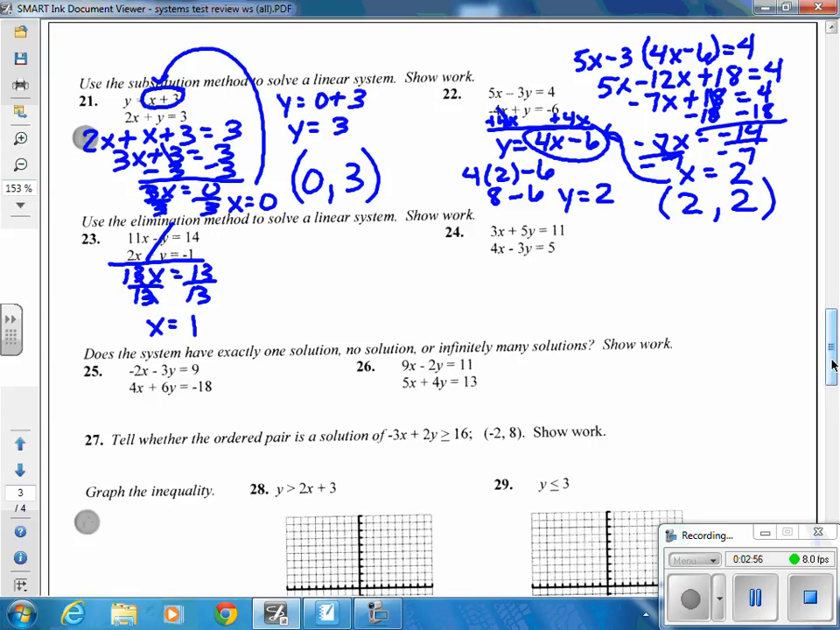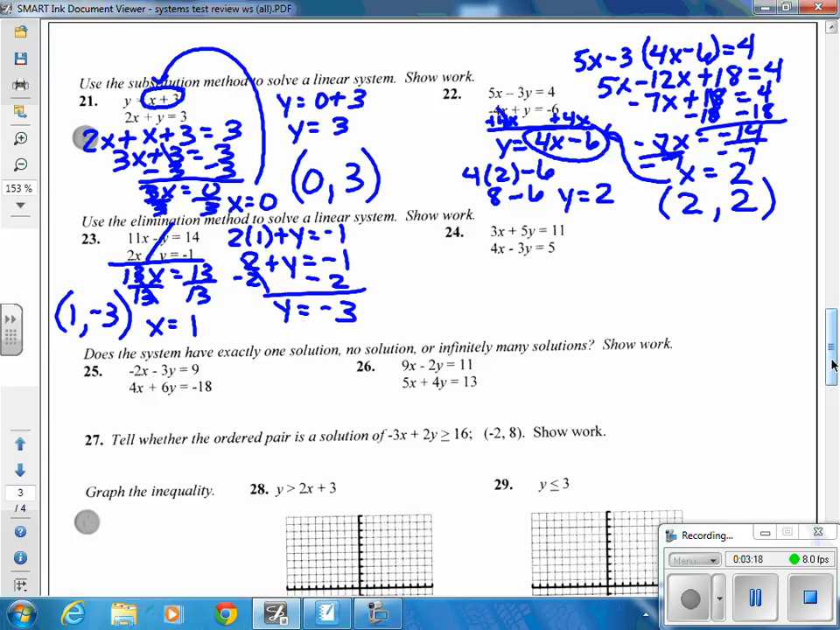Right, so now remember, in elimination, you can go back to either equation that you want to plug it in. I'm going to plug it into the bottom one. So I have 2 times 1 plus y equals negative 1. That's 2 plus y equals negative 1. Subtract your 2. And now you get y equals negative 3. So putting that together in ordered pair, that would be 1, negative 3.